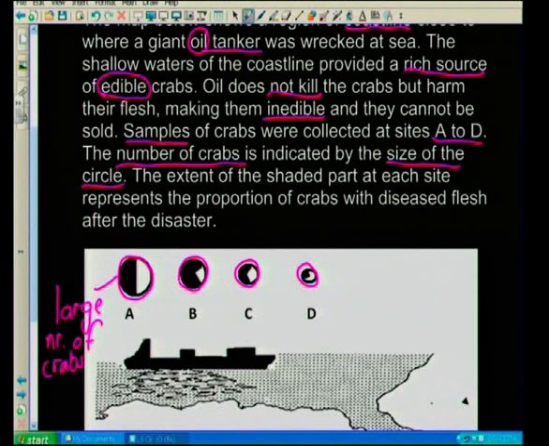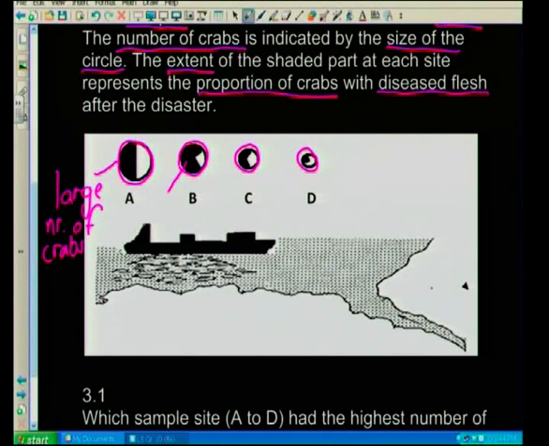Wonderful. All right. The extent of the shaded part, that means how big or how small the shaded part is, at each side represents the proportion of crabs with diseased flesh. That means that it's been contaminated. The flesh of the crabs has been contaminated with the oil. Remember, it doesn't kill the crabs. All right, so if we move down to our diagram, we can also now write it in on our diagram. That shaded region, let's do it there. The shaded region means that it's the proportion that's been covered by the oil, so that's the diseased flesh. All right, that's how many crabs have been contaminated.